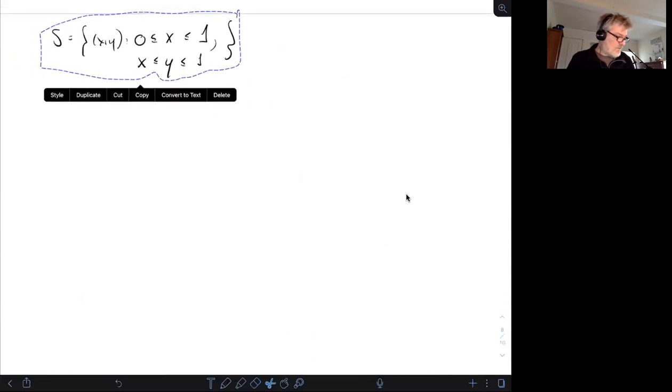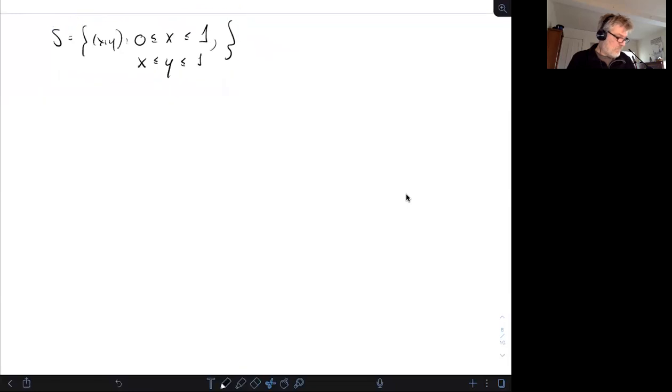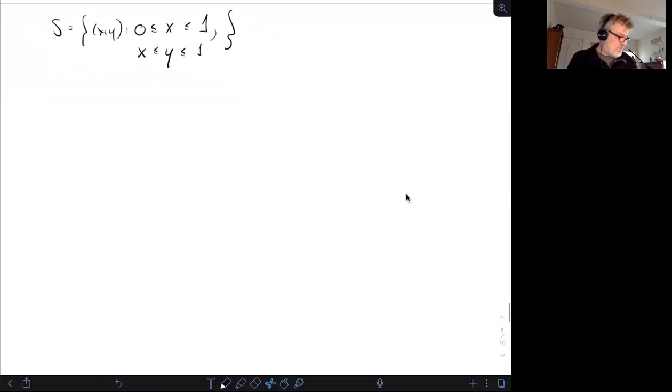So this is S. All right, so what is that? Okay, so X is between 0 and 1. And once you fix X, Y should go from X to 1. So this function is your G1 of X equals X. This is your G2 of X equals 1.